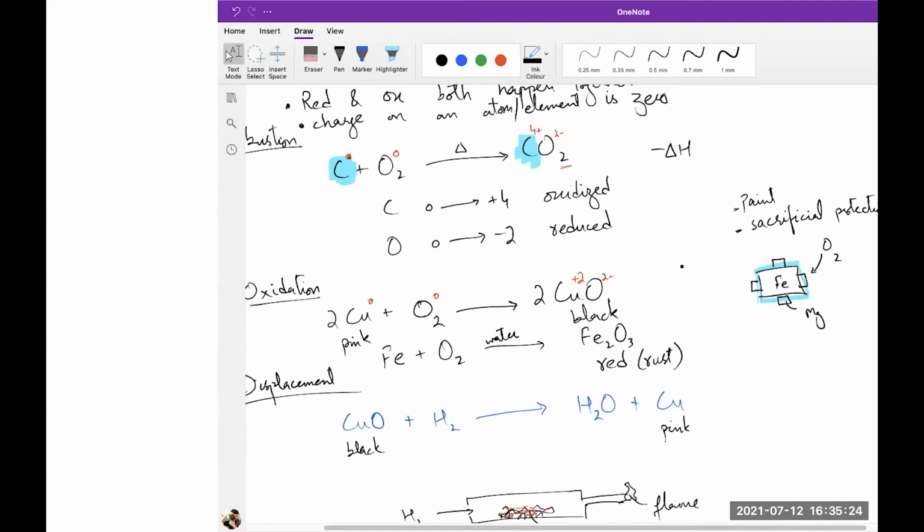So redox reactions are happening all the time. For example, if you take fruit, that fruit will turn brown after a while. For example, bananas, they turn brown and black after a while. That is because there's an enzyme in there that is undergoing a redox reaction.